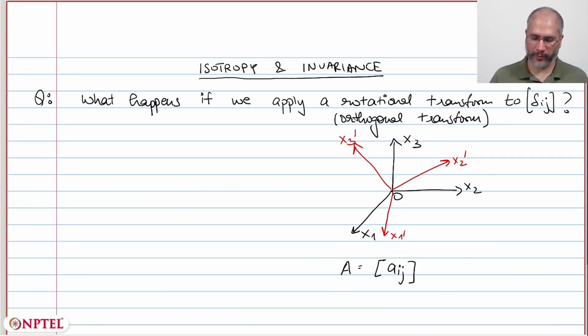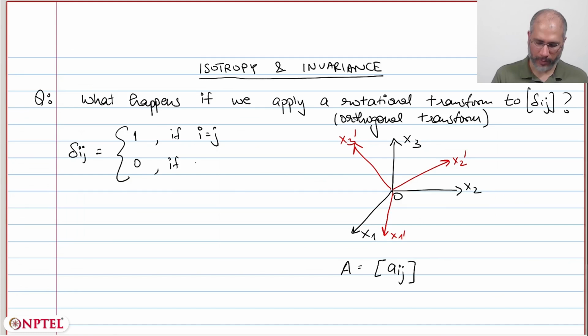Delta ij's definition says that it is equal to 1 if the indices i and j are equal, that is the diagonal terms, and it's equal to 0 if i is not equal to j.